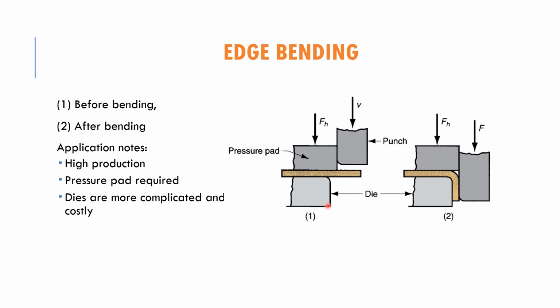This process is usually used for high production, where the pressure pad is required to hold the sheet metal, and these dies are more complicated and costly compared to V bending.